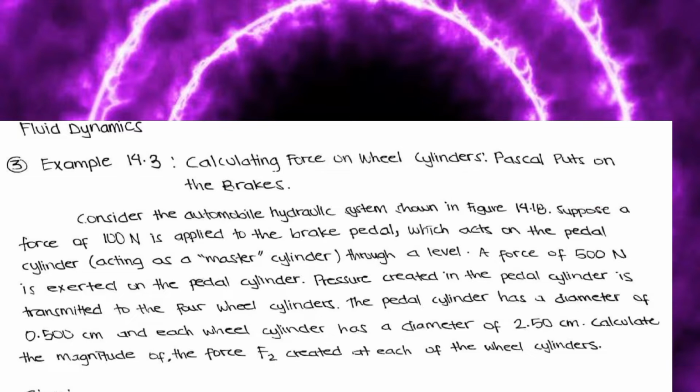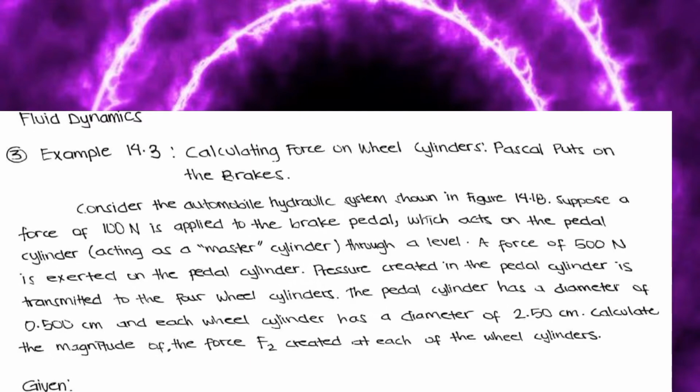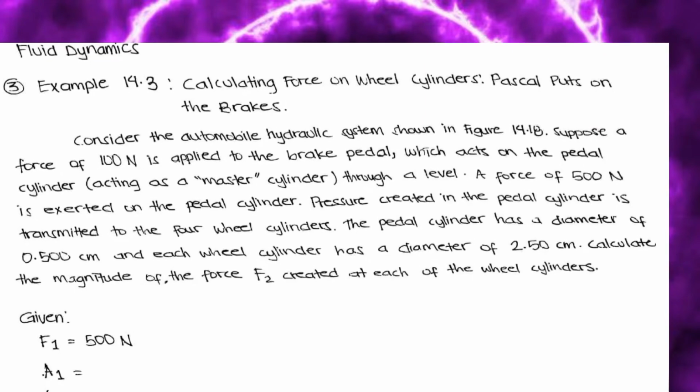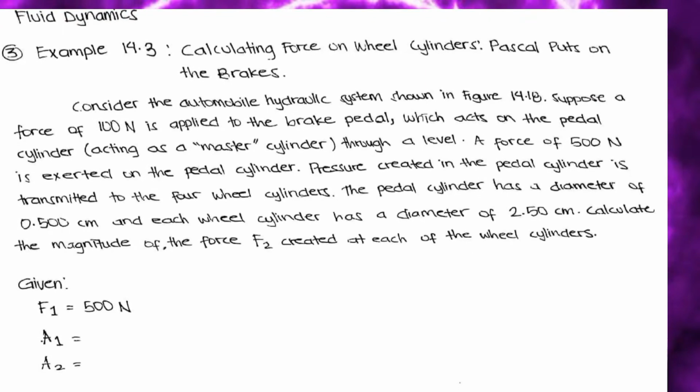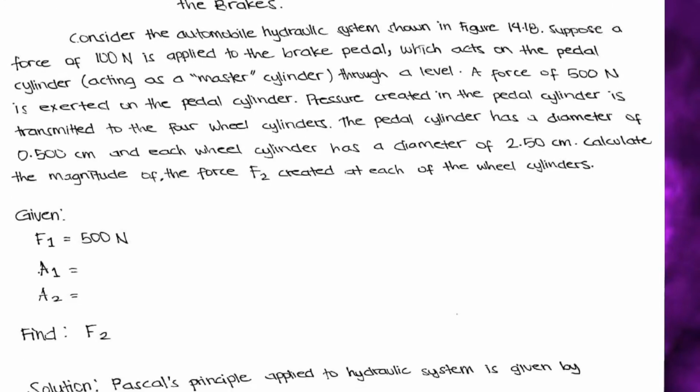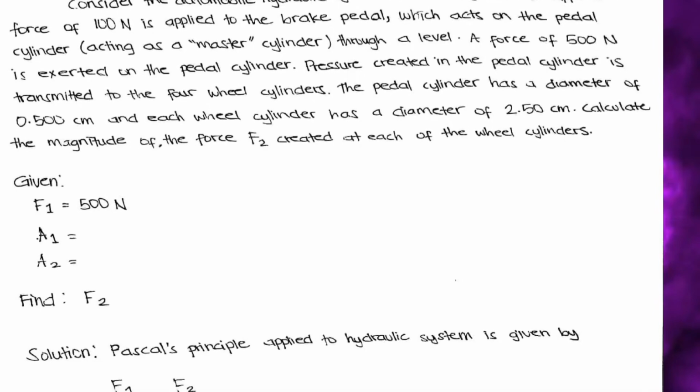Pressure created in the pedal cylinder is transmitted to the power wheel cylinder. The pedal cylinder has a diameter of 0.500 centimeters and each wheel cylinder has a diameter of 2.50 centimeters. Calculate the magnitude of the force created at each of the wheel cylinders. So given, our F1 here is 500 newtons, our A1 is 0.250 centimeters squared and our A2 is 1.25 centimeters squared. So find the force 2. Solution.